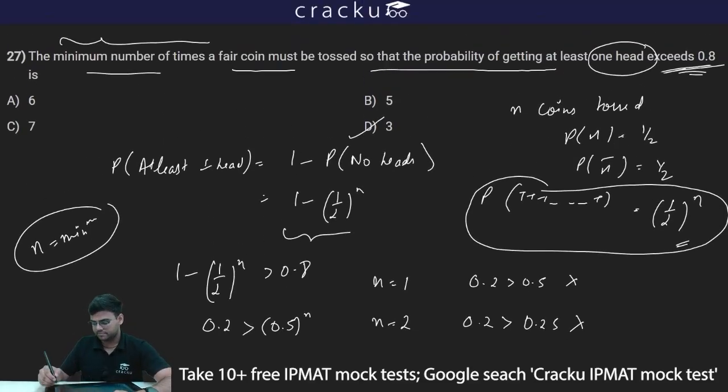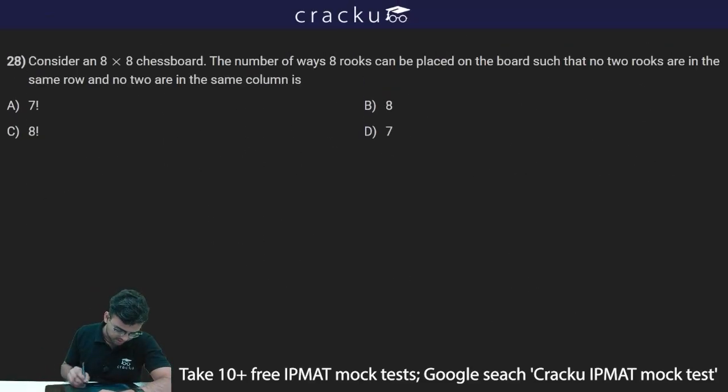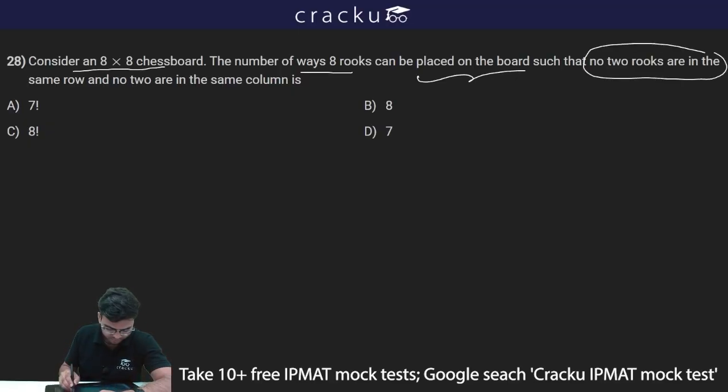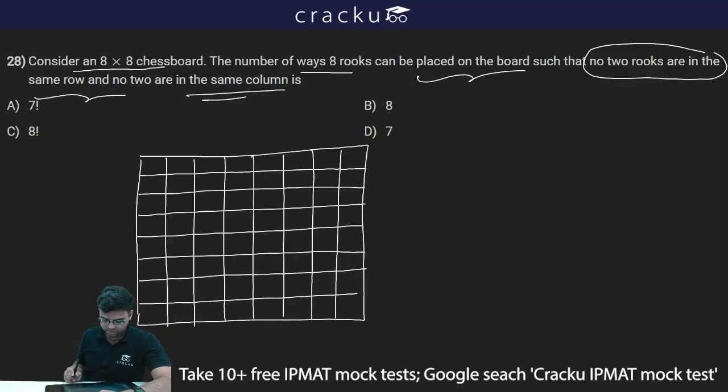The next question is saying, consider an 8 cross 8 chessboard. Number of ways 8 rooks can be placed on the board such that no 2 rooks are in the same row and no 2 are in the same column as well. So we have a chessboard. It is an 8 cross 8 chessboard. The number of ways 8 rooks can be placed on the board such that no 2 rooks are in the same row is... So let's say I place a rook here.